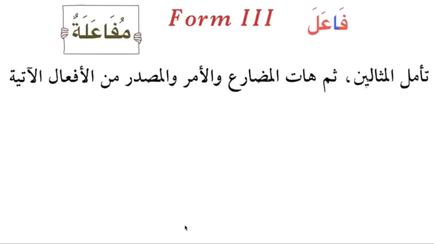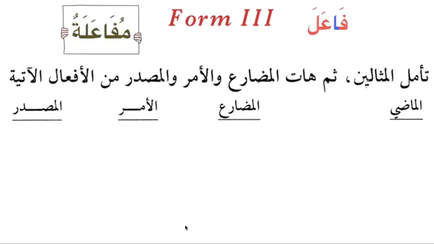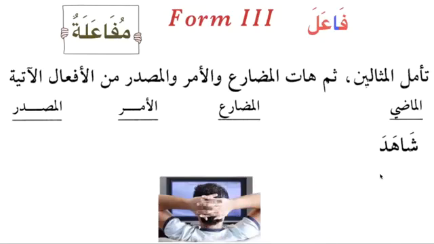So we go forward now. Those are all the things you learned, like Madi, Mudari, Amr, Ism Fa'il, Ism Maf'ul, and Masdar. So we're going to practice by taking some verbs and learning all the forms. We're going to bring Madi, Mudari, Amr, and Masdar for these forms. Shahada. So what does shahada mean? The characteristic of this form we need to remember, because every form has special characteristics. So what is the characteristic of this form?